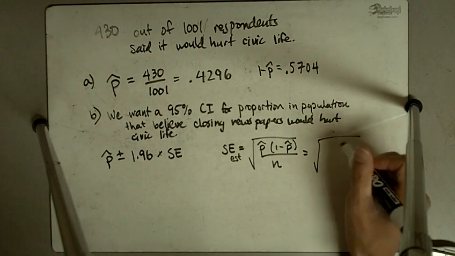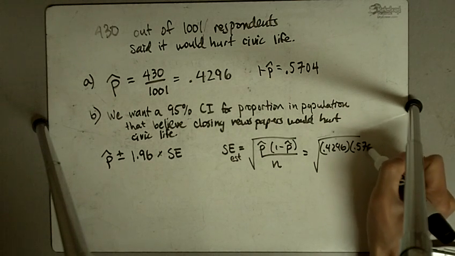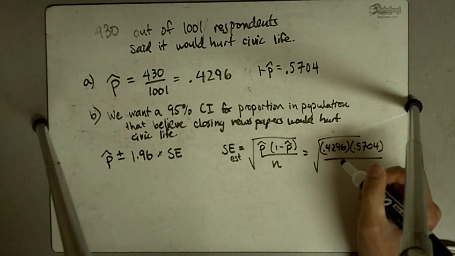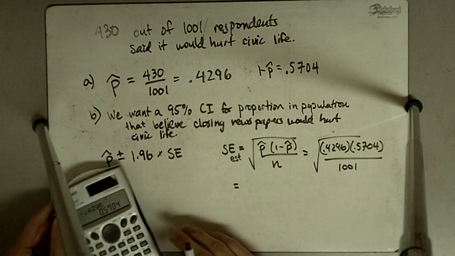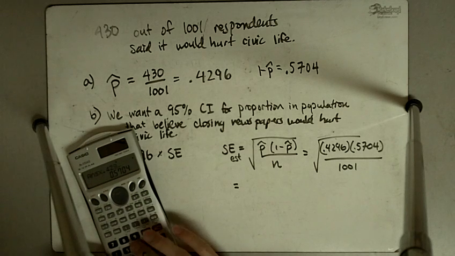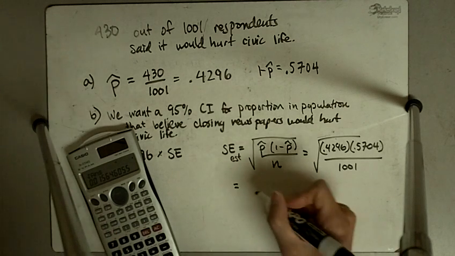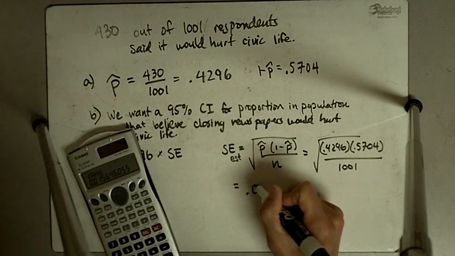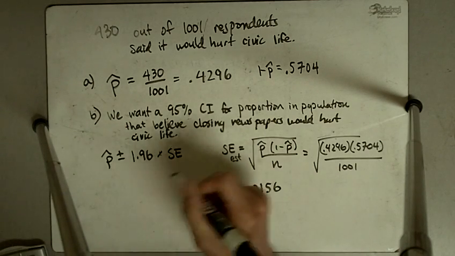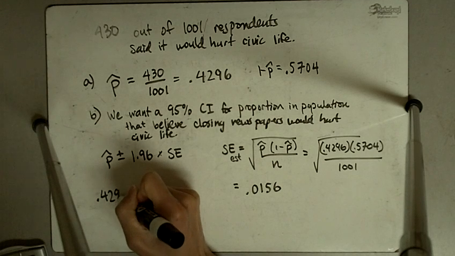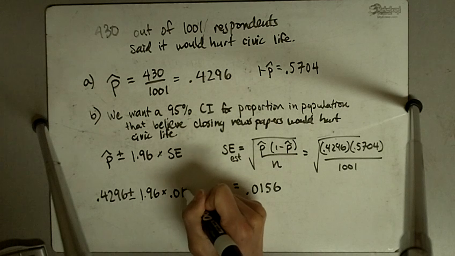So I have the square root of 0.4296 times 0.5704 divided by n, 1,001 persons. I take the square root of that, and I get a standard error of 0.0156. And I'm going to just round off right there. So my p hat, 0.4296, plus or minus 1.96 times 0.0156.